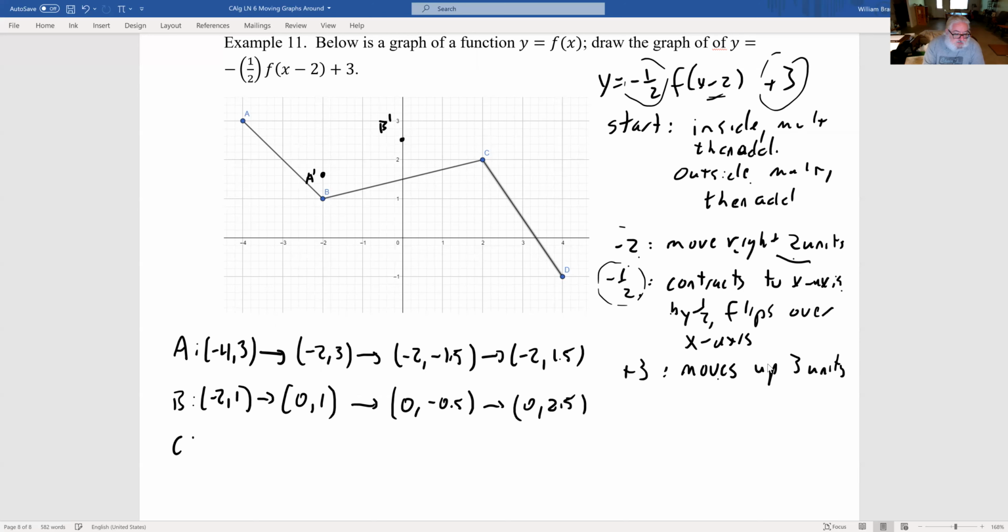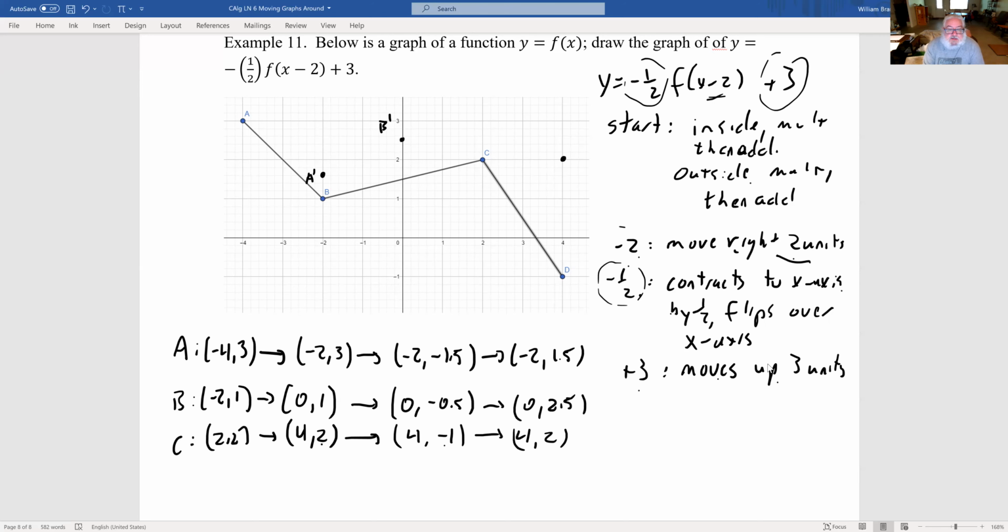What does C do? Well, C starts at 2, 2. And then we add 2 units to get 4 for the x coordinate. And now we're outside the function, so we're going to multiply it by minus 1/2. Minus 1/2 times the y coordinate is minus 1. And then we're going to add 3 to the y coordinate to move it up. So C goes to 4, 2.